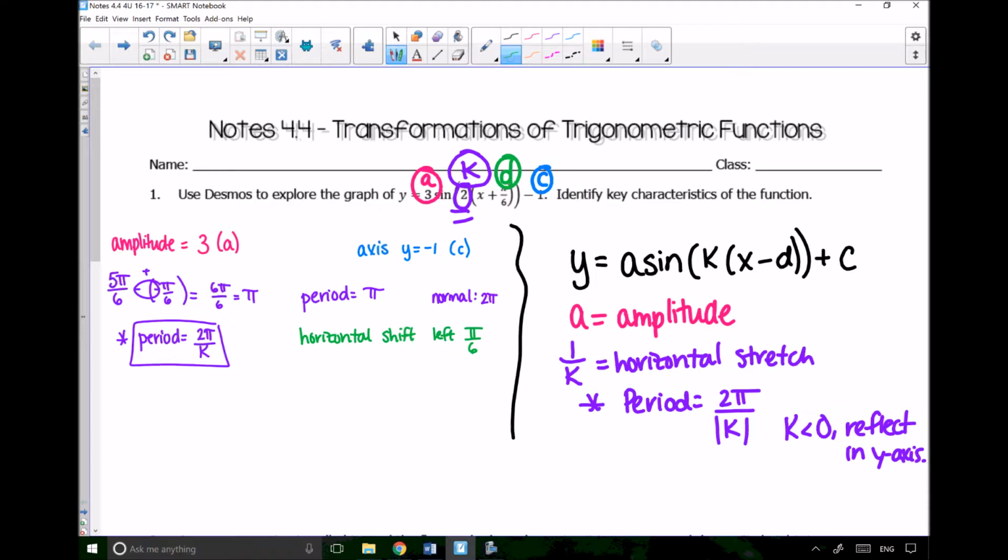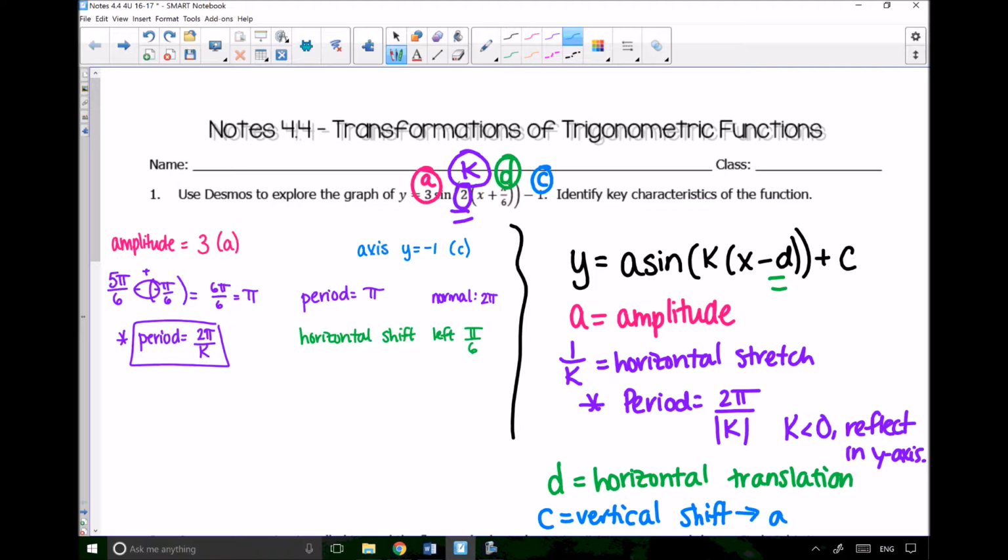Okay, so now our d value right here is going to tell us our horizontal translation, just like it does with any other function that we have, okay? And then our c value is going to tell us our vertical shift, our vertical translation. But c, so vertical shift, we'll write down that c is our vertical shift, but what's key is that the axis of our equation, the equation of our horizontal line of our sinusoidal function will be y equals c. Okay? Really key information that we have here with regards to transformations of trigonometric functions.